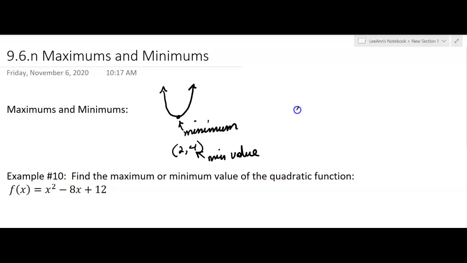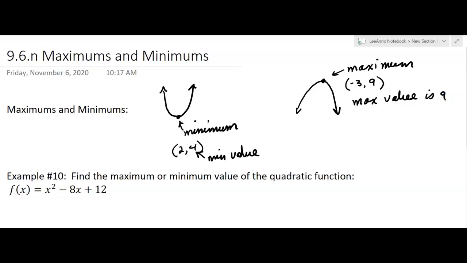Okay, now if I have a parabola that goes like this, and it's upside down, then the vertex is right here, and this would be a maximum. Okay, so say the point is, I don't know, (-3, 9). Then the max value is 9. So we're saying you could put in any x value, but the highest value you're going to get out is 9, okay? All right, so what they're asking for when they ask for a maximum or minimum value is they want you to find the vertex, okay?